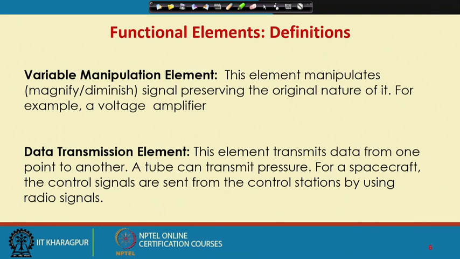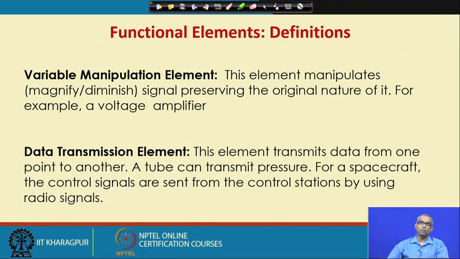Then it may be necessary to transmit data from one point to another. For example, in the case of a pressure thermometer, the variable conversion element and the primary sensing element are both played by the bulb. Then the pressure is developed, and that pressure signal has to be transmitted to the Bourdon tube. The element that does this is the tube. So, the tube plays the role of data transmission element. The data transmission element transmits data from one point to another. In this example, the tube transmits the pressure. So, it is a data transmission element.